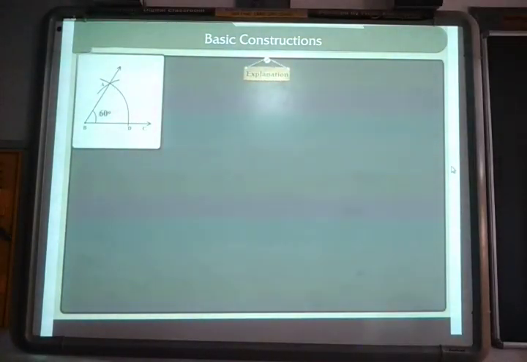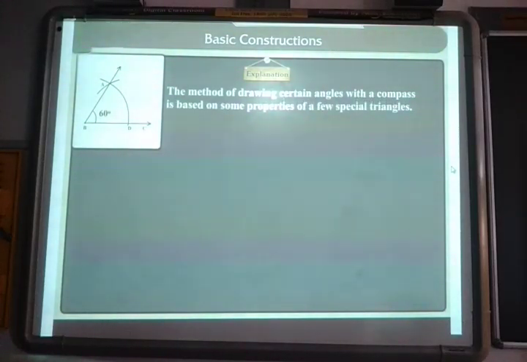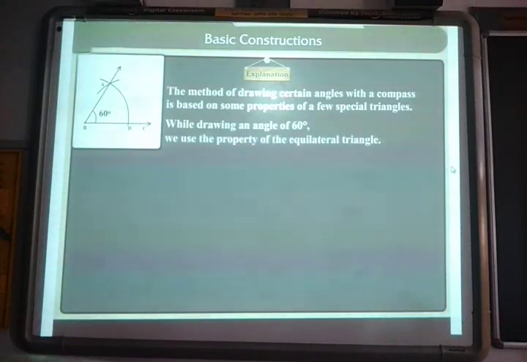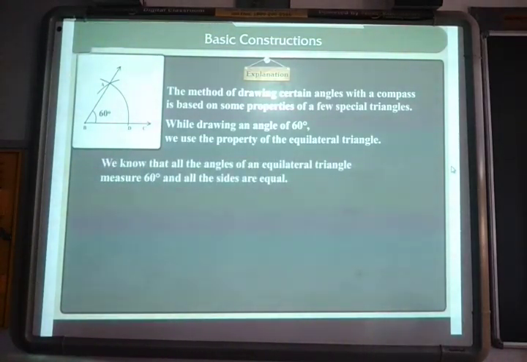We will now see why we get an angle of exact 60 degrees by following this method. The method of drawing certain angles with a compass is based on some properties of a few special triangles. While drawing an angle of 60 degrees, we use the property of the equilateral triangle. We know that all the angles of an equilateral triangle measure 60 degrees and all the sides are equal.